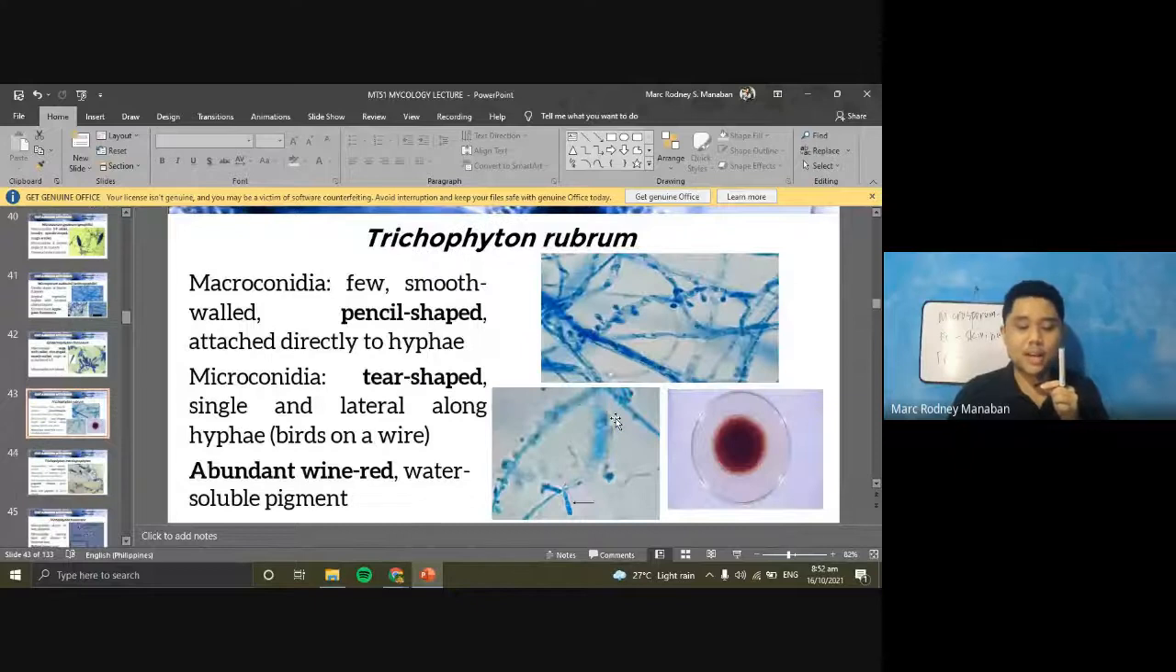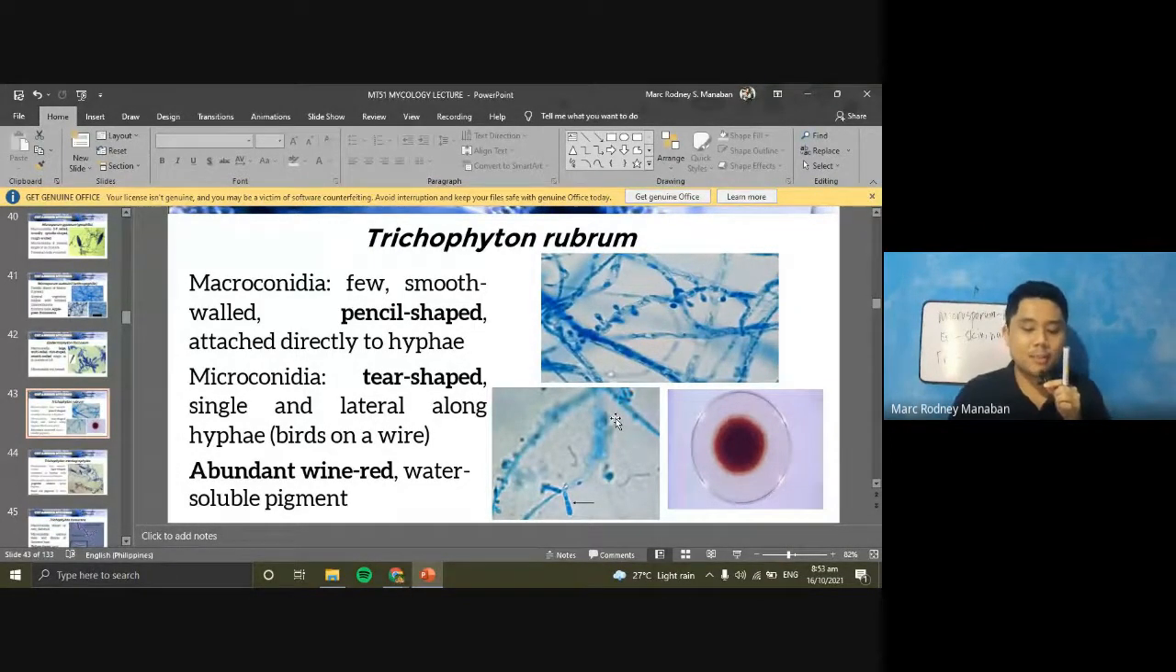Next, we go to the Trichophyton species. In contrast to Microsporum, what we look at in Trichophyton are the Microconidia. For Microsporum, what we look at for species identification are the Macroconidia. For Trichophyton, what we look at are the Microconidia. So again, for Trichophyton, Microconidia. For Microsporum, sorry, Macroconidia.